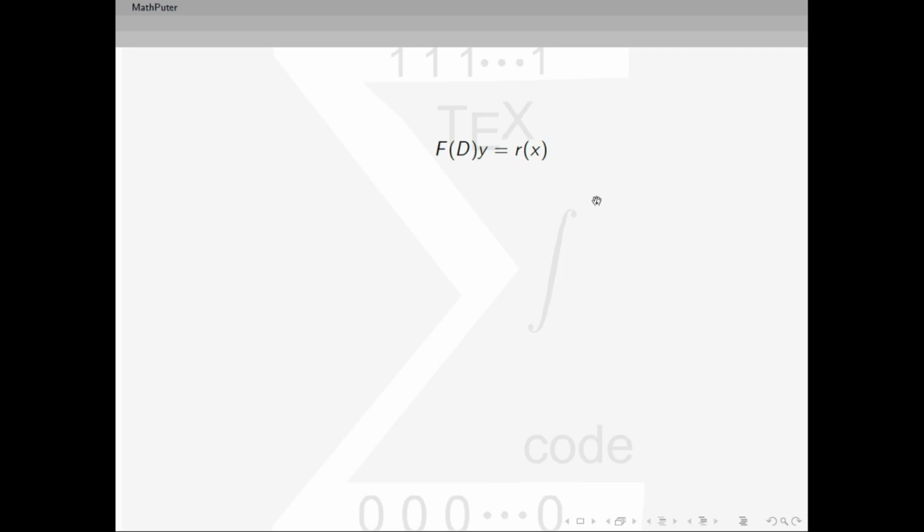First of all, let us discuss what we have discussed so far. f(D)y = r(x). What is this equation? This equation is an nth order linear ordinary differential equation with constant coefficients, and our goal is to solve or to find the solutions of this differential equation.